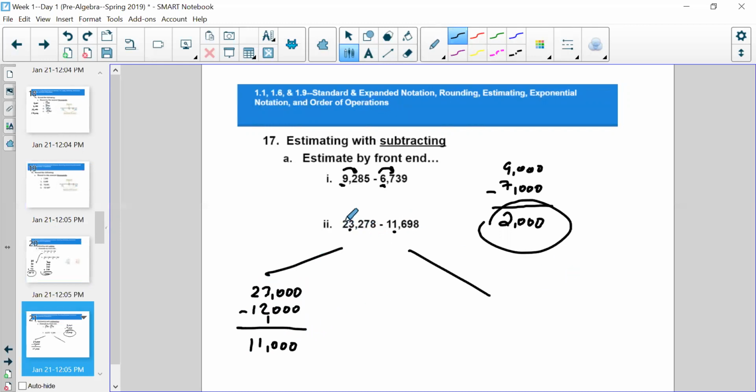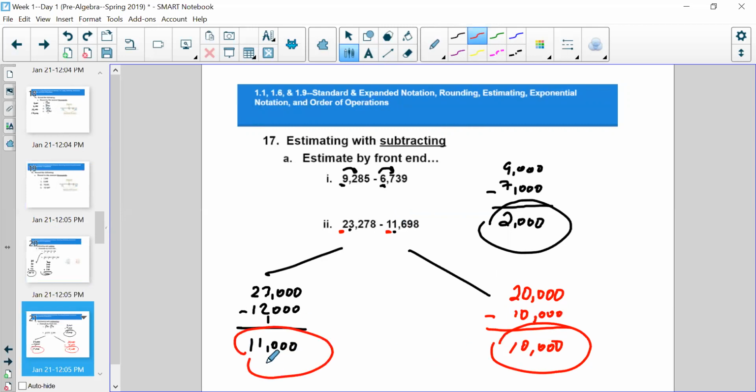Or I could go with the 10,000 spot, so I would look at the thousands, and the 3,000s would not round it up, so it would stay at 20,000. And then the 1,000s would not round that up, so round down to 10,000. 20,000 minus 10,000, I get 10,000 as an estimate with the front-end idea.